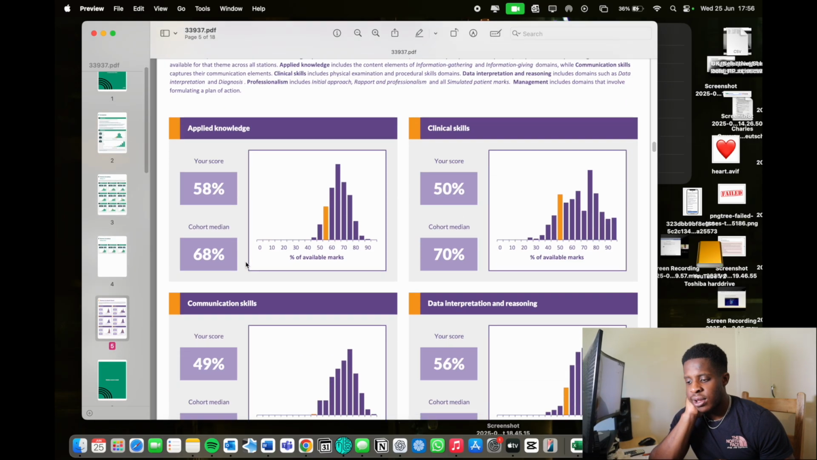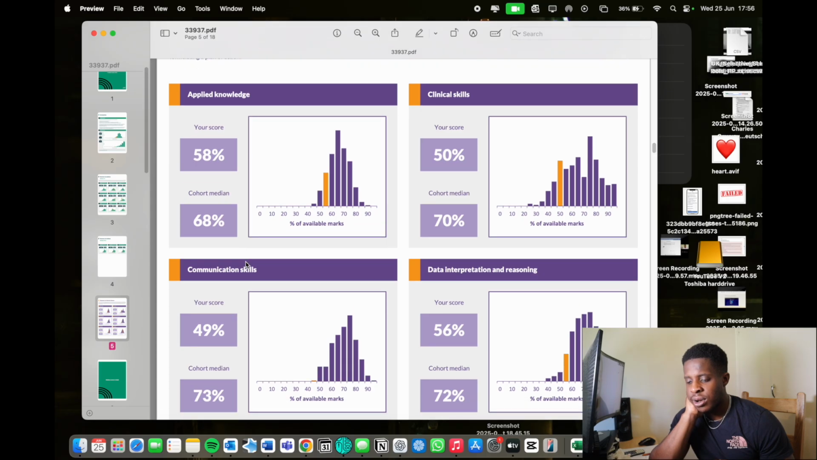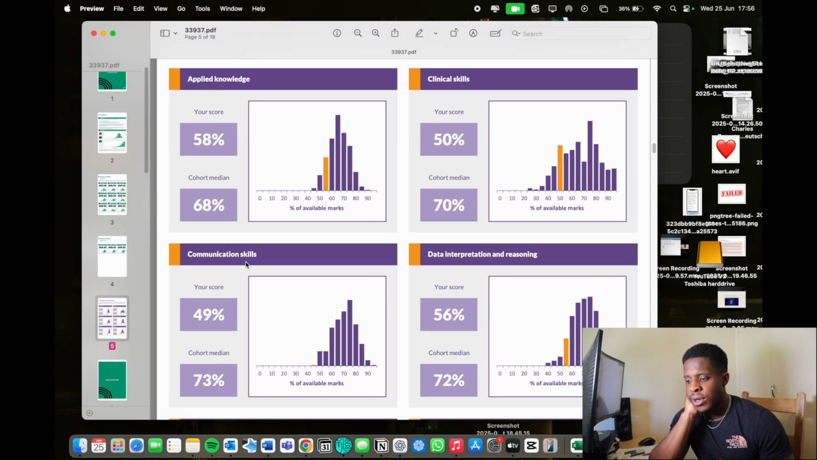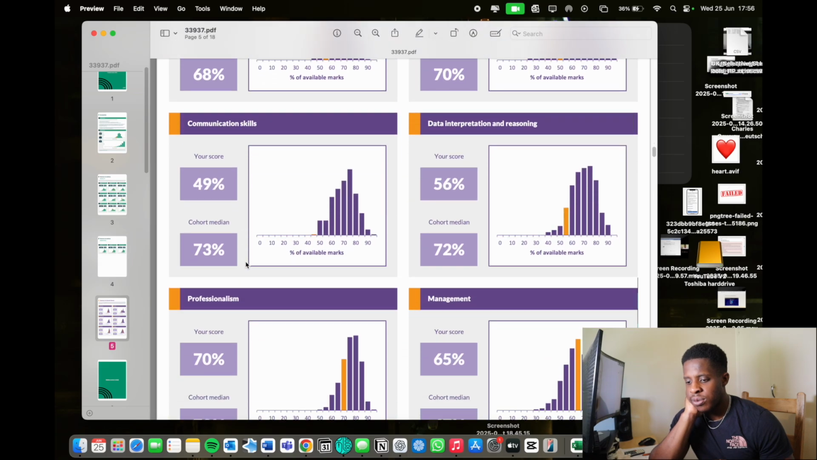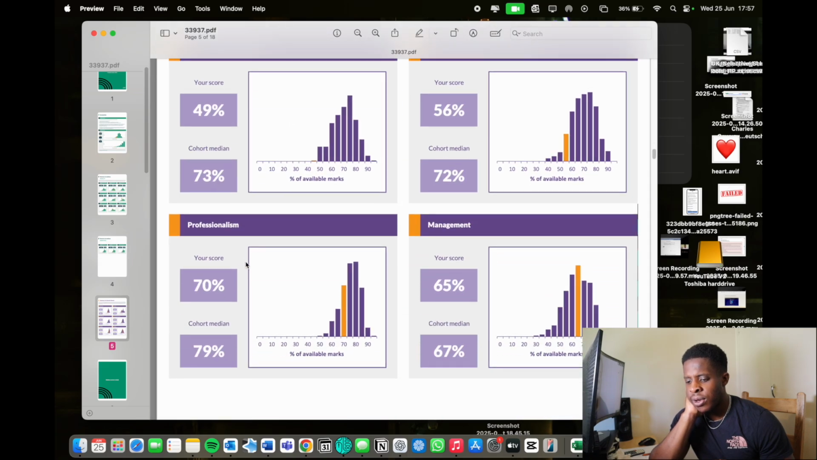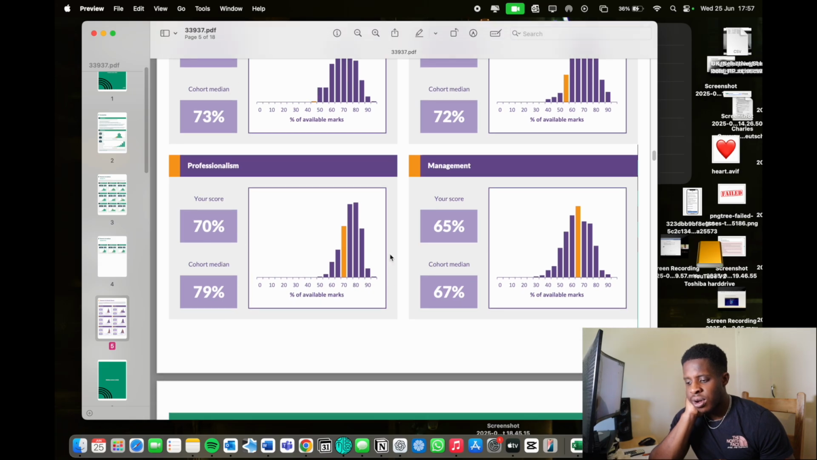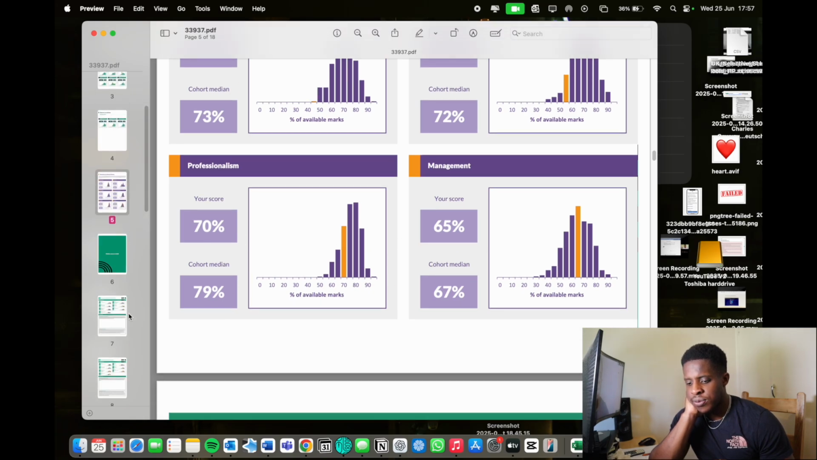But let's get started, and let's have a summary by domain. In applied knowledge, my score is 58%, which was below the cohort median. Clinical skills was below the cohort median. Communication skills was low. Data interpretation was low. Professionalism wasn't too far off, but it was low. Management was a bit lower than the median.